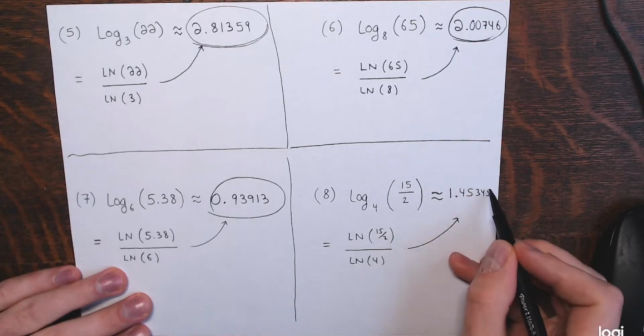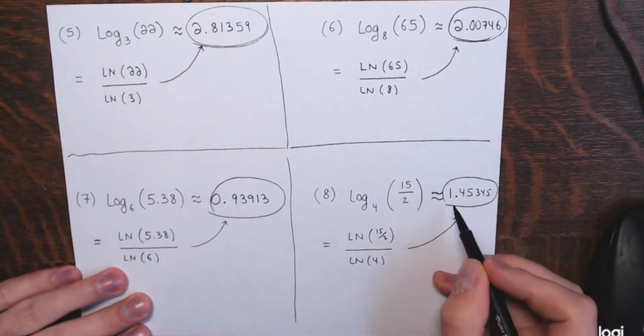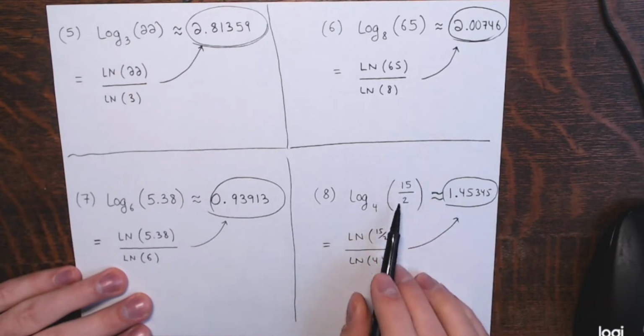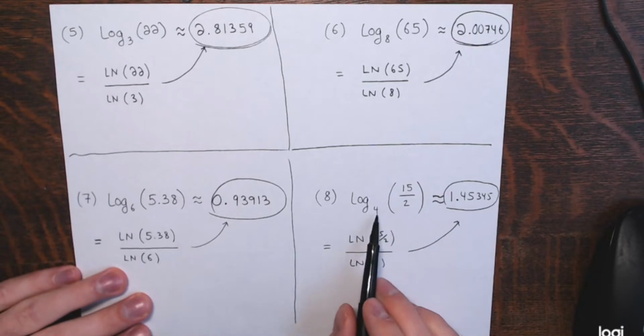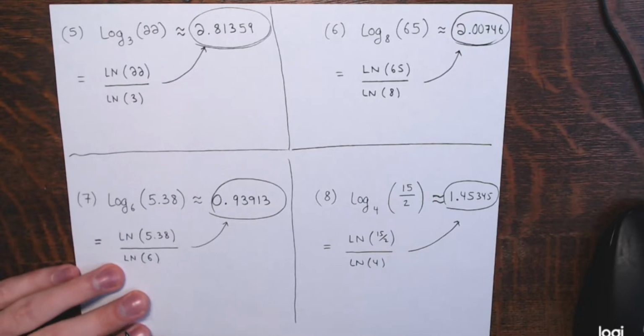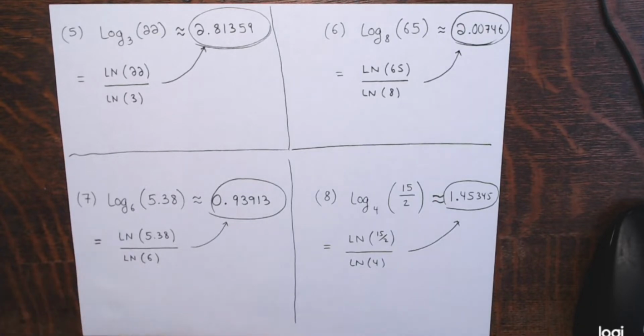1.45345. Right. And once again, change it to exponential form, see if it's close to true. It should be approximately true. 4 to this power should be close to 7.5. Wonderful.